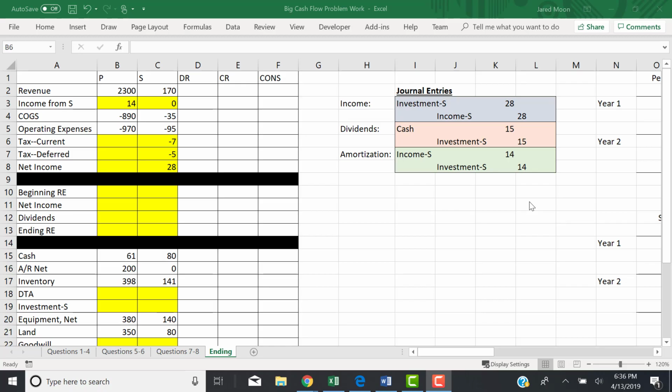So that was the tax provision. That was question number 1, tax provision for SALT. We have -7 and -5. We solved for the net income. We did the journal entries. This is now not part of the provision. This is the next little part.